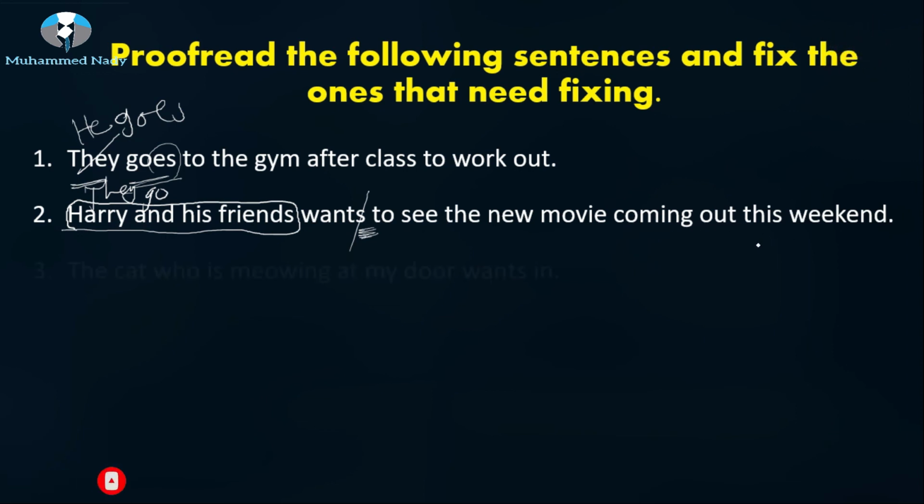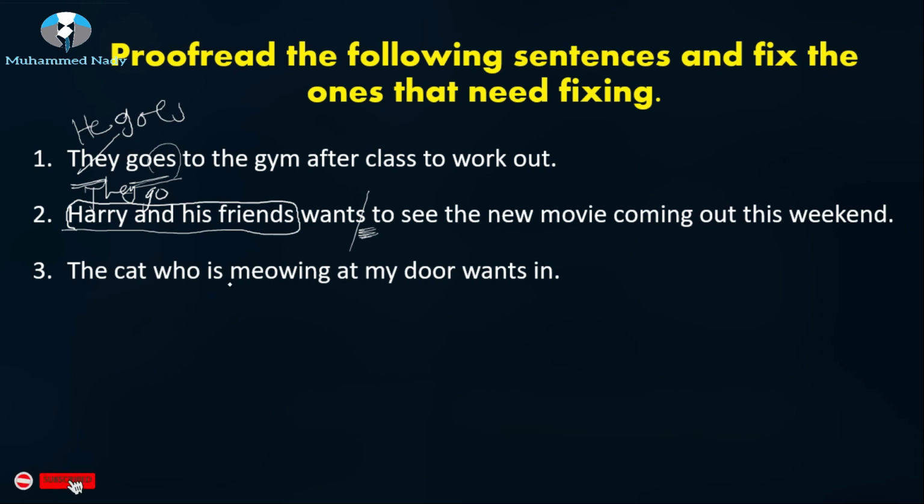Now, the next one. The cat who is mewing at my door wants in. The subject is the cat. It's singular because it doesn't have an S. And the verb is wants. It's singular because it has an S. We said the S should come here or here. I mean, it has to be there. It either comes with the subject or with the verb. So this sentence is correct. It doesn't need any fixing.